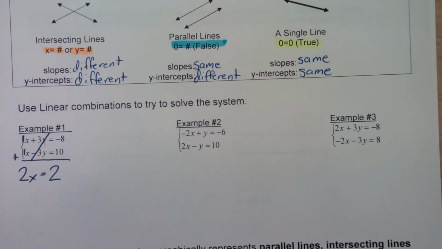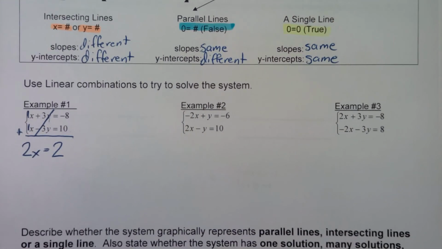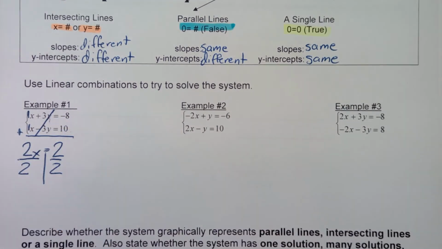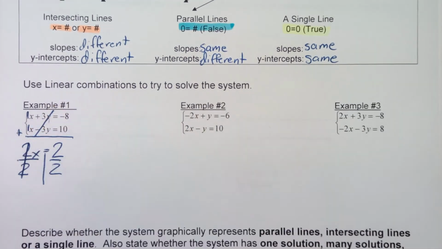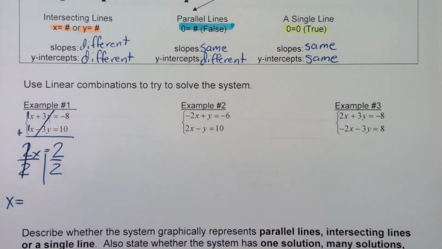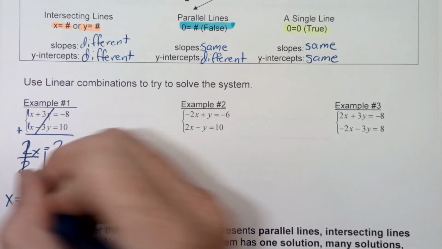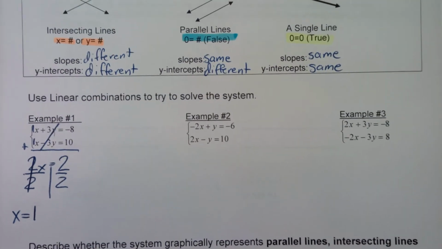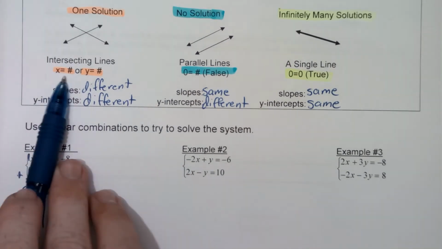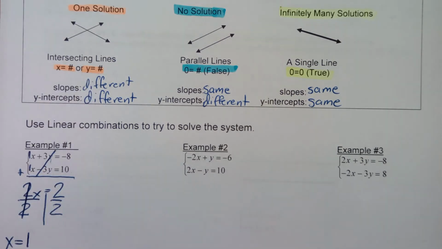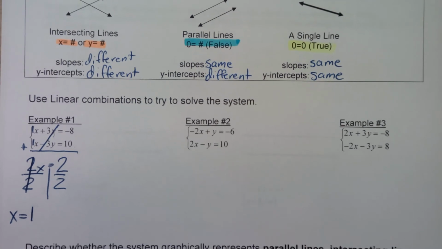I want to get my x by itself. I know that 2 is multiplying my x, so I need to do the opposite, which is division. I divide by 2 on both sides. Those cancel out and I'm left with x, or 1x. x equals 2 divided by 2, which is 1. So my x is 1. If I look up here, when I have x equals a number, that means I have one solution and intersecting lines. So I know I'm only going to have one solution here. I have x equals 1, and I need to plug that back in to solve for my y.